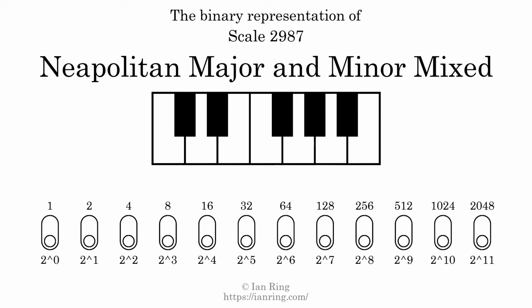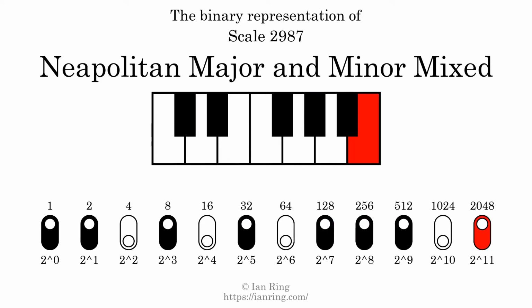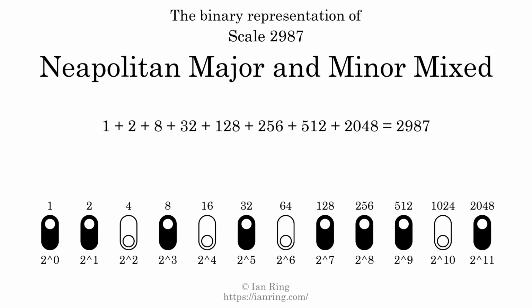The binary representation of this scale is determined by mapping tones of the scale to binary digits. Each binary digit represents a power of 2. To get the scale number, we add the powers of 2 together. The powers of 2 that are present in the scale, all added together, equals 2987. That is why the scale number, in decimal, is 2987.